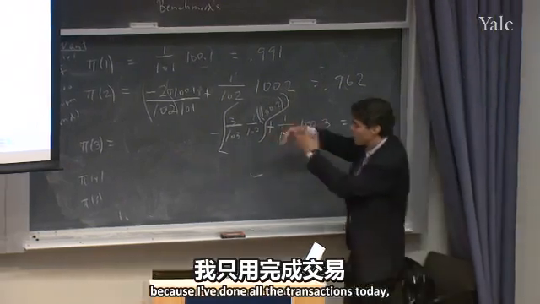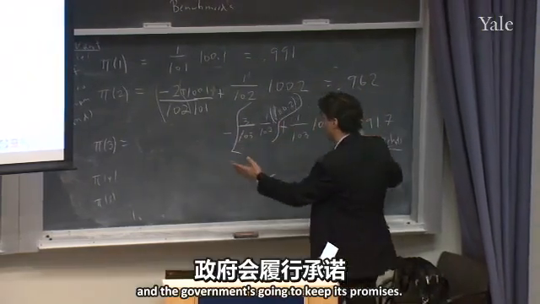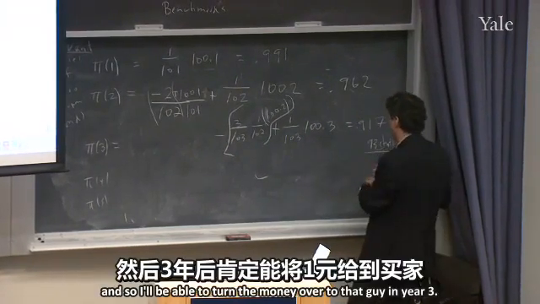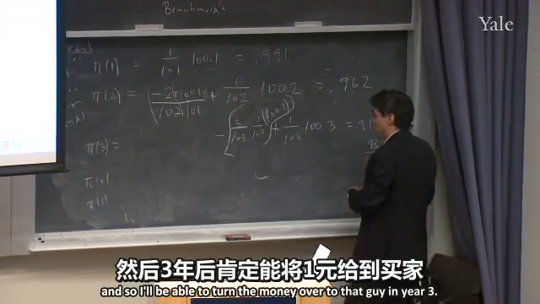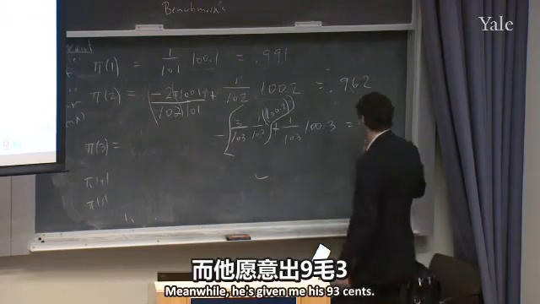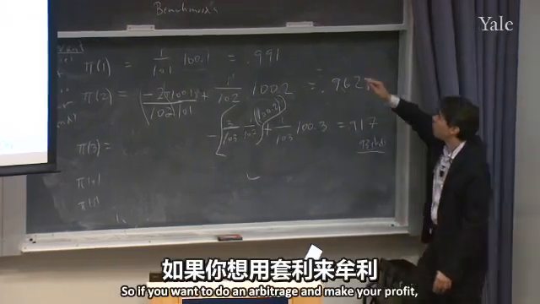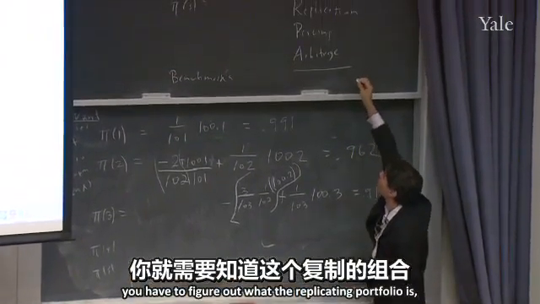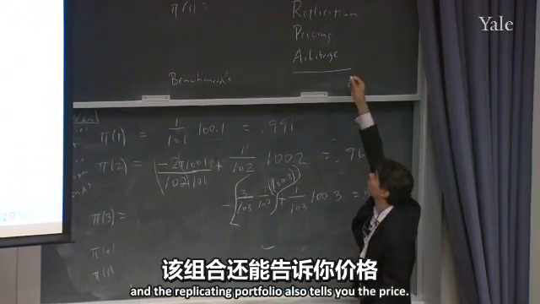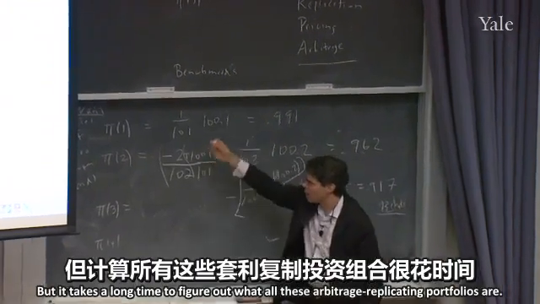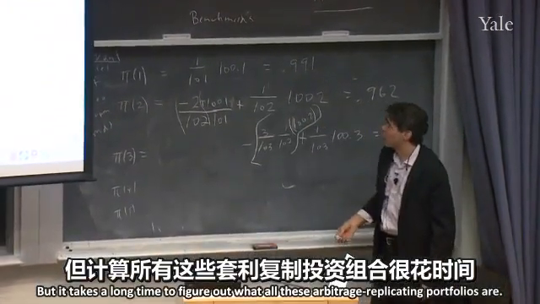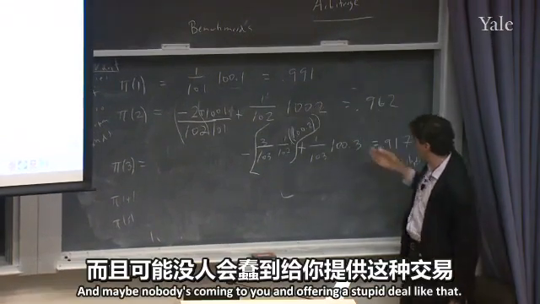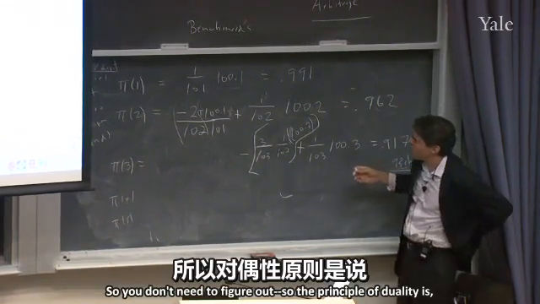Because I've done all the transactions today, and the government's going to keep its promises, I don't have to worry about the government giving me the money, and so I'll be able to turn the money over to that guy in year 3. And meanwhile, he's given me his 93 cents. So if you want to do an arbitrage and make your profit, you have to figure out what the replicating portfolio is. And the replicating portfolio also tells you the price. But it takes a long time to figure out what all these arbitrage replicating portfolios are. And maybe nobody's coming to you and offering a stupid deal like that.